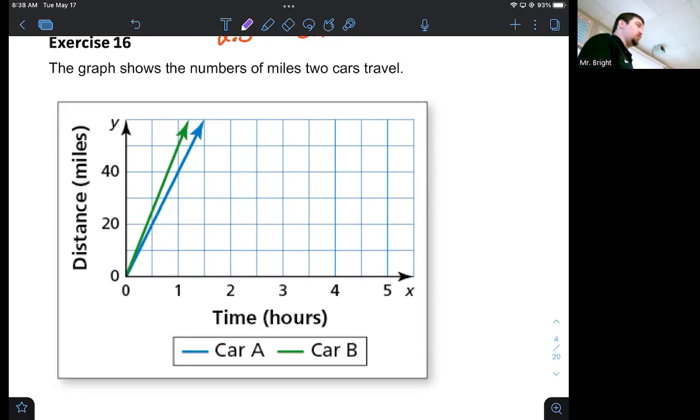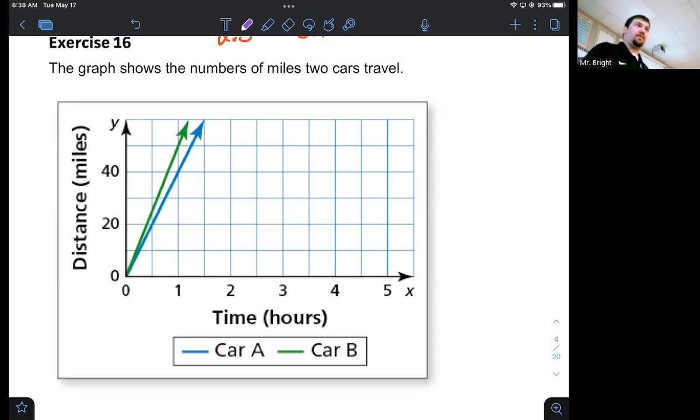Distance over time equals speed. So these arrows here, these lines, show the speed of the two cars. Can you tell which car is traveling faster? Car B. Why do you think it's traveling faster? Their line is steeper. What do you call the steepness of a line? Jude? The slope. That's exactly right.